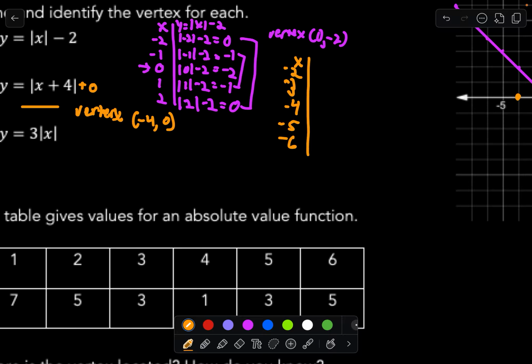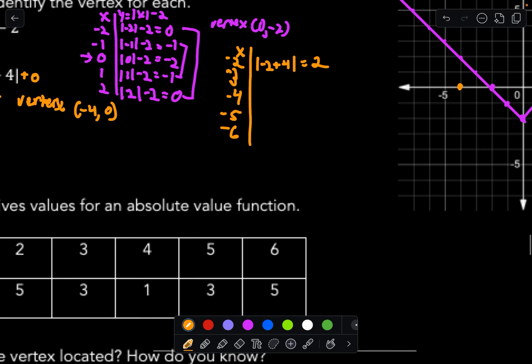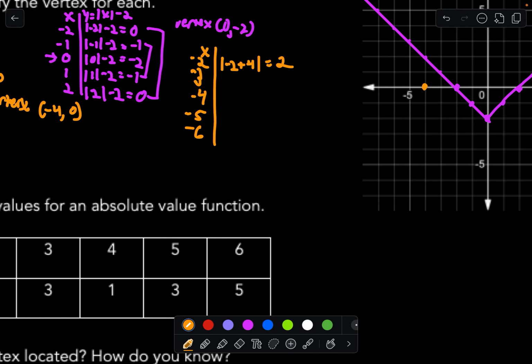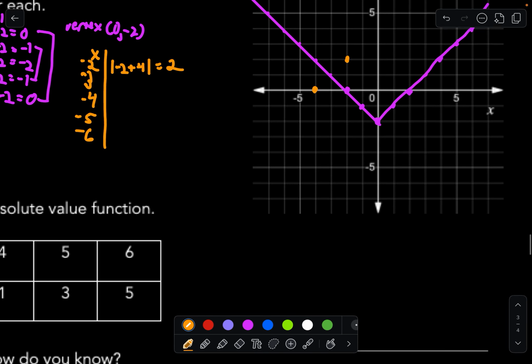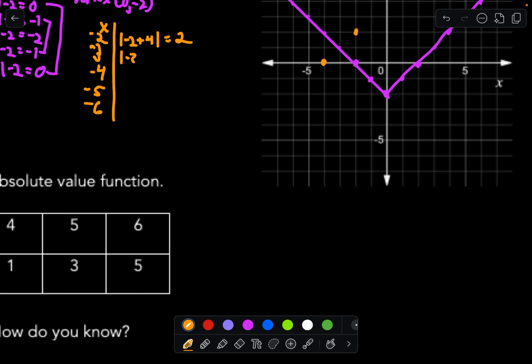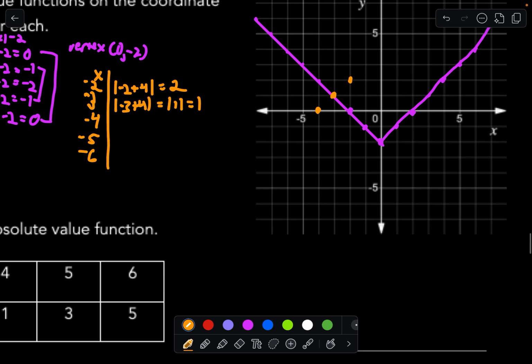And when we plug it in, you have the absolute value of negative 2 plus 4, which is the absolute value of 2, which is 2. So we know that when x is negative 2, we're at 2. When x is negative 3, it'll be the absolute value of negative 3 plus 4. That equals negative 3 plus 4 is 1, so that's the absolute value of 1, which is 1. So we know that when x is at negative 3, we're at 1. You see how that forms a line, okay?